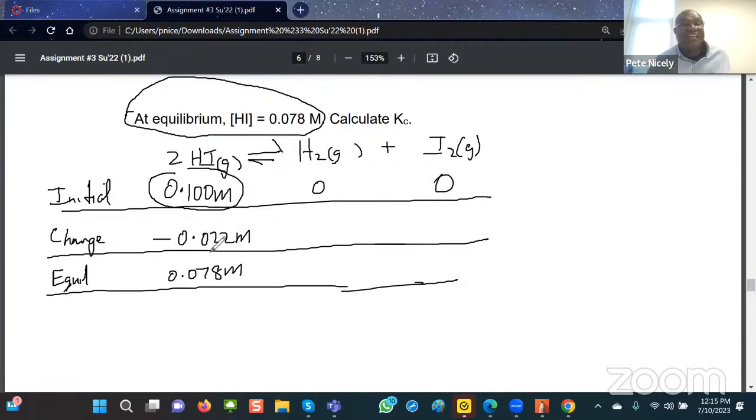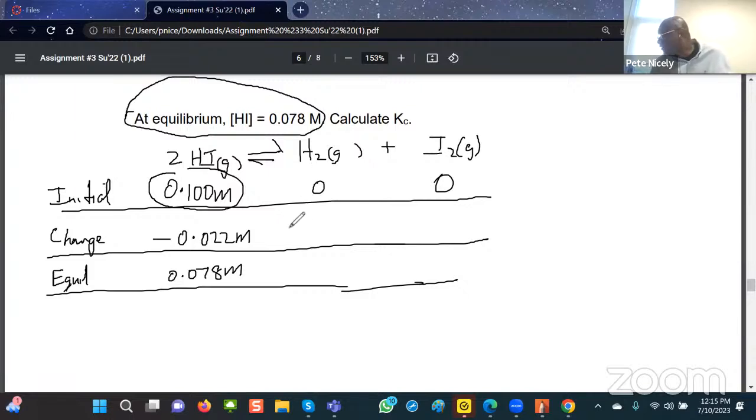Now, based on that change and based on the stoichiometry of the equation, we can find out the changes in the concentration of both hydrogen and iodine. How do we do that? Well, since we know that this represents the amount of HI that reacted, and there's a 2-to-1 ratio between the HI and the H2, we can say, therefore, that the change in the concentration of H2 would be plus a half of this value, right? Because for every 2 moles of HI that reacts, 1 mole of H2 is produced.